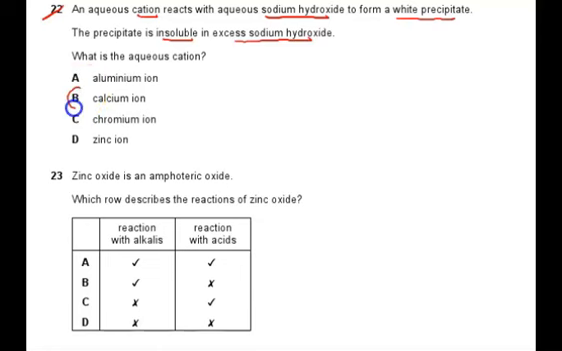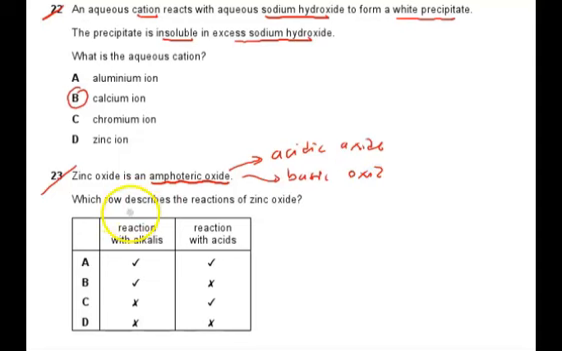So 22 is B. Okay, 23. Zinc oxide is an amphoteric oxide. It means it can react either as an acidic oxide or as a base oxide. It reacts with alkalis and also acids, it can react with both. So the answer here will be A.